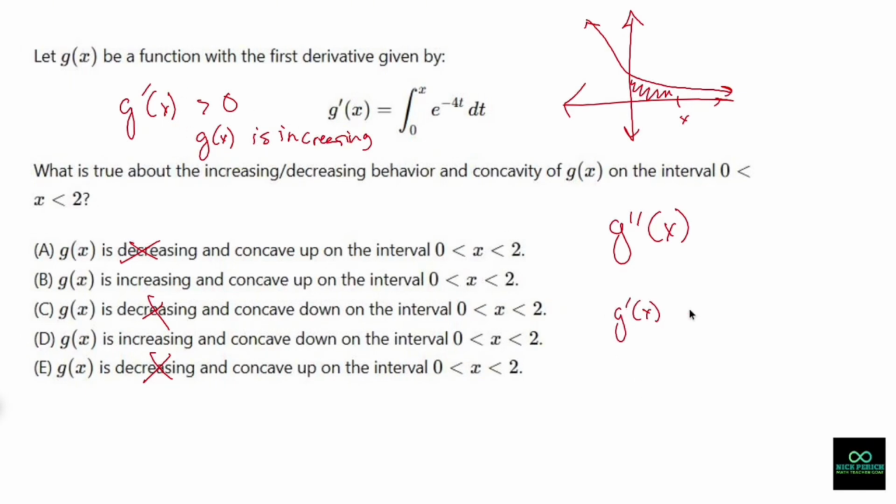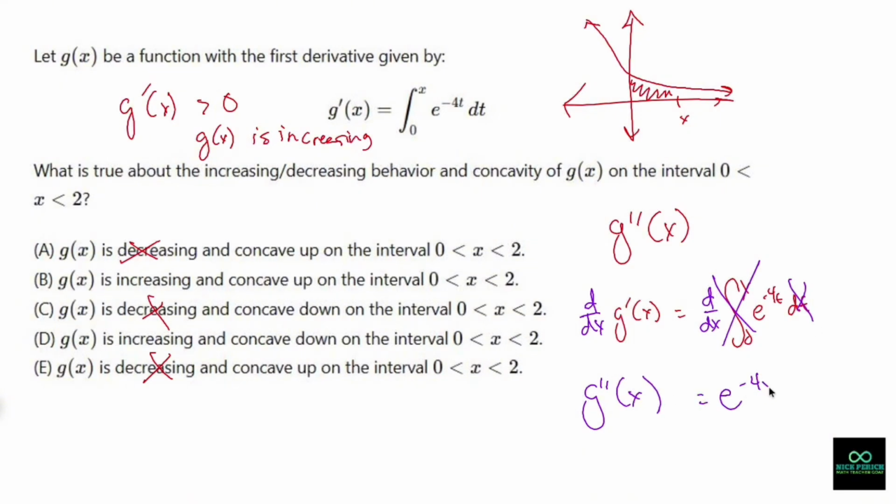G prime of x is equal to the integral from 0 to x of e to the negative 4t dt. If I were to d/dx both sides, that would be me finding the second derivative. That would give me g double prime of x, and the derivative of the integral kind of just cancels each other out. So g double prime of x is just e to the negative 4x, which reverts back to this picture right here.